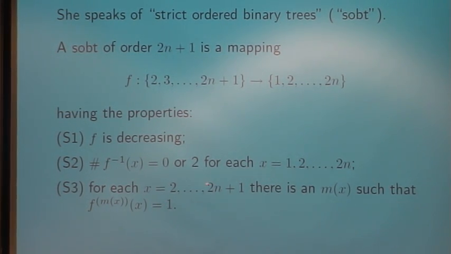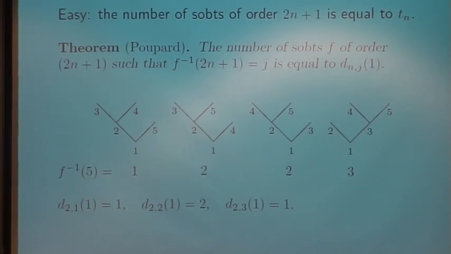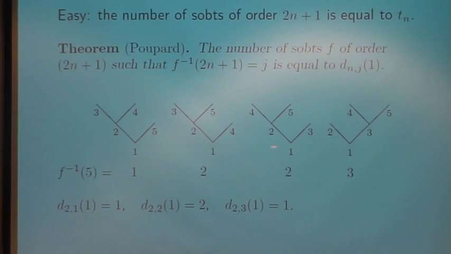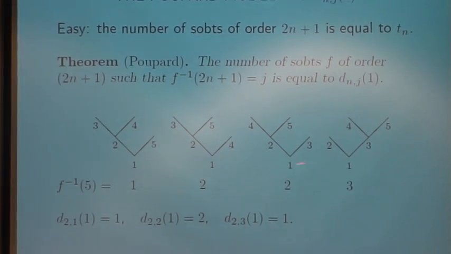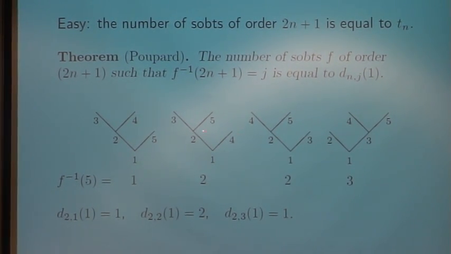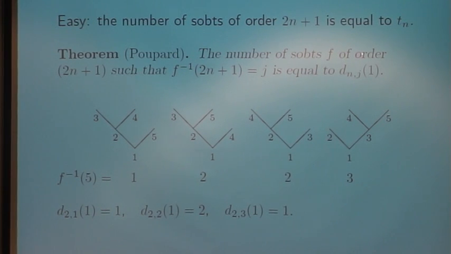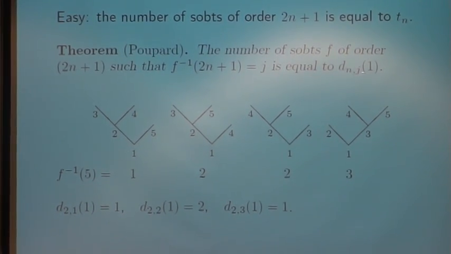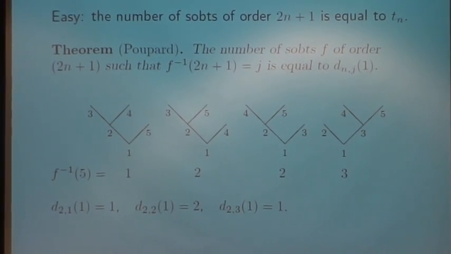And for each X, sooner or later, the iterate of F is equal to 1. Okay, it's better to understand this. Poupart. You see, here you have the four subs. The number of subs of row 2 plus 1 such that equal to j is equal to d and j of 1. So this is what Poupart has done.